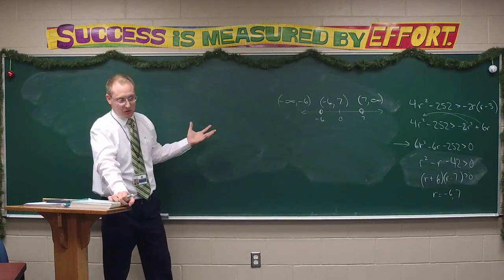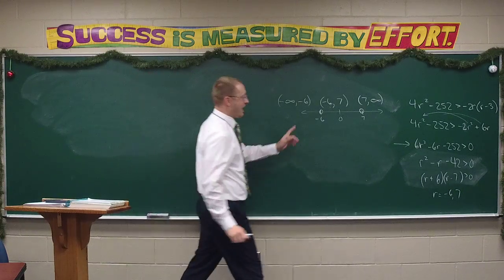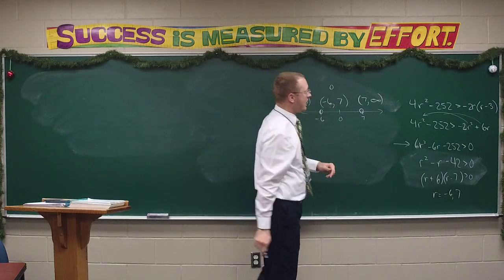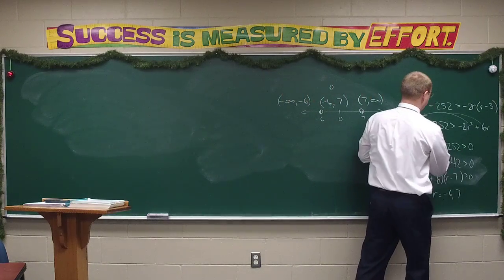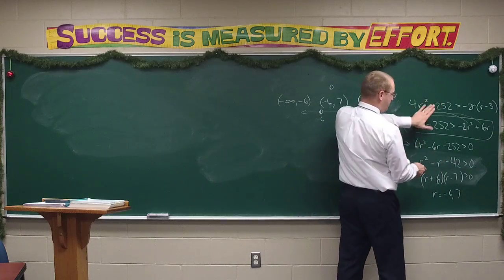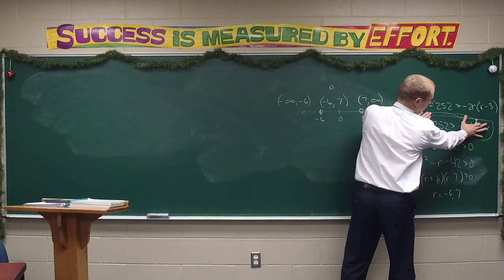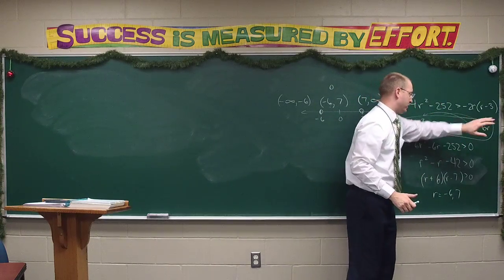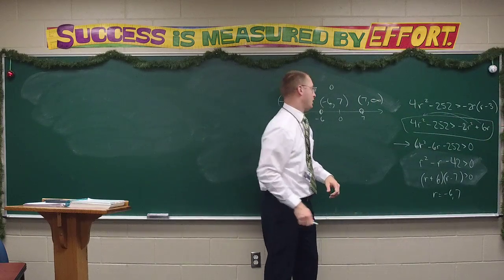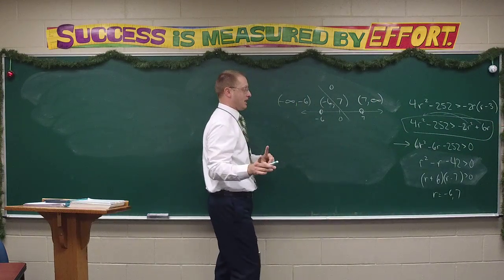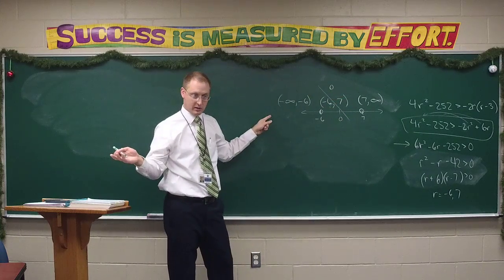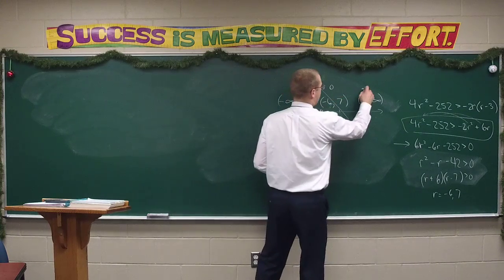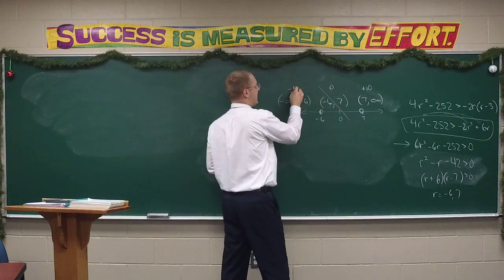Easiest test value in the world to use is a 0, which happens to fall in the middle range. Let's test it. All right, so this obviously becomes nothing. And let's go where it was already distributed. So this becomes nothing, and that becomes nothing. All right, is negative 252 bigger than nothing? No. Okay, so in that case, I'm expecting both outer ranges to work. Does that make sense?